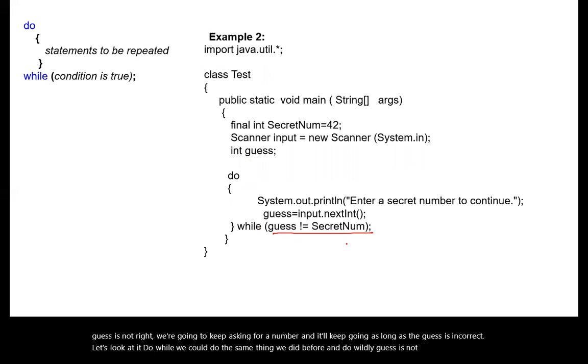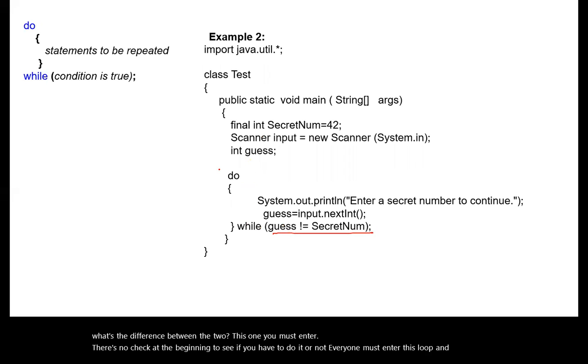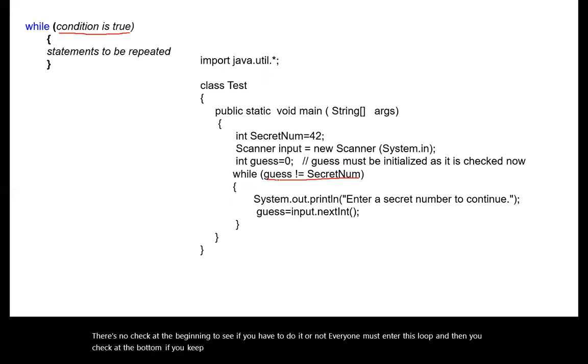So what's the difference between the two? This one you must enter. There's no check at the beginning to see if you have to do it or not. Everyone must enter this loop, and then you check at the bottom if you keep going. The other one, you had to check before you ever entered the loop. So you just ask yourself if you're checking at the top or the bottom of the loop. Do you want people to do this at least once or perhaps not at all?